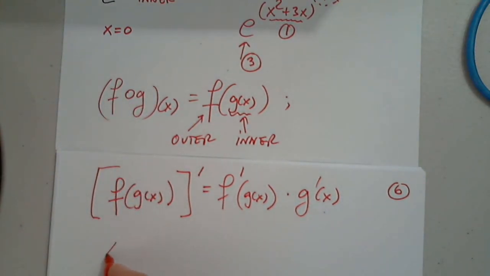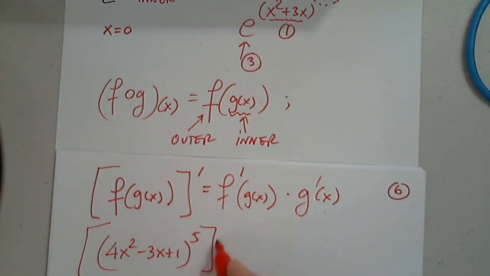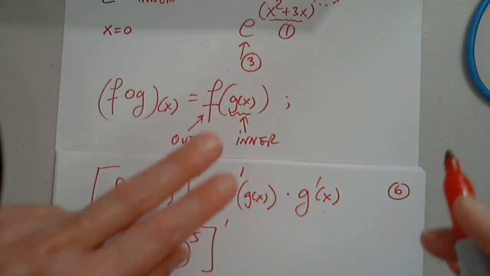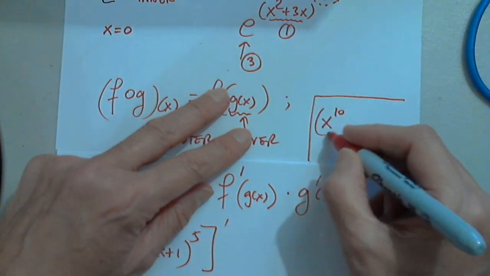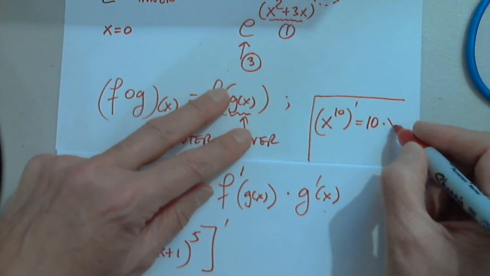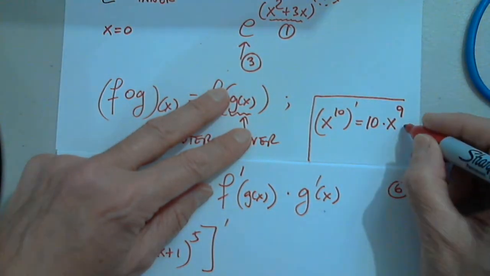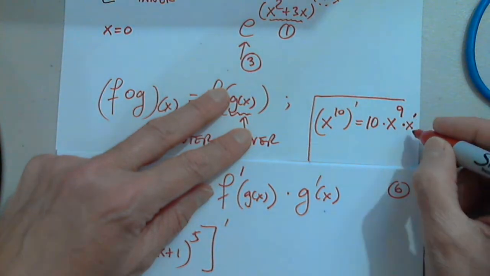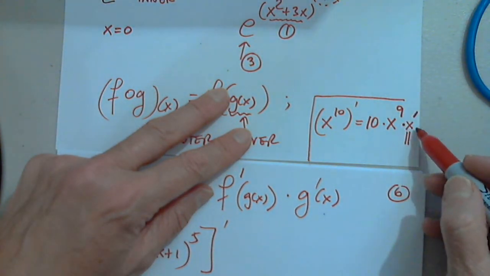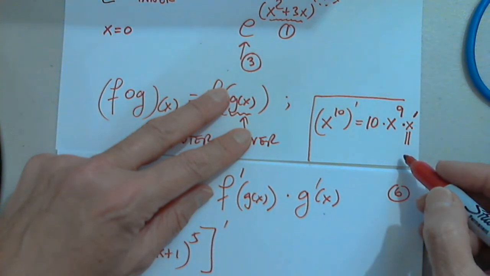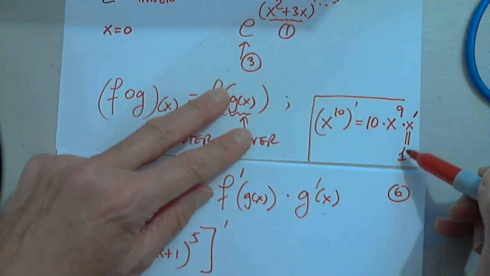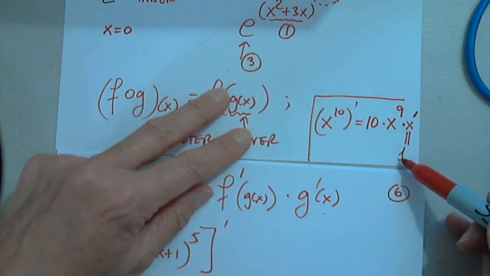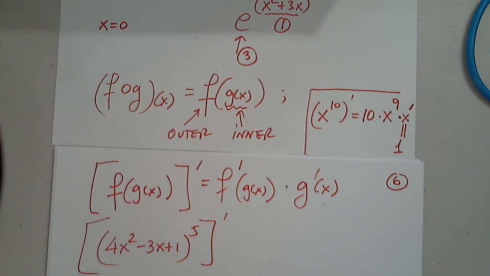So coming back to our example, the 4x squared minus 3x plus 1 to the 5th, and we want to differentiate this, and we're going to follow the steps. Not before, I want to just say something here on the side. When we have x to the 10th power prime, I have 10 times x to the 9th. To be exact, I should have written times x prime. But how much is x prime? What does x prime equal to? The slope of x, 1. That's why we omitted this part. But to be exact, we should have put it in. Well, that's what we are doing here.